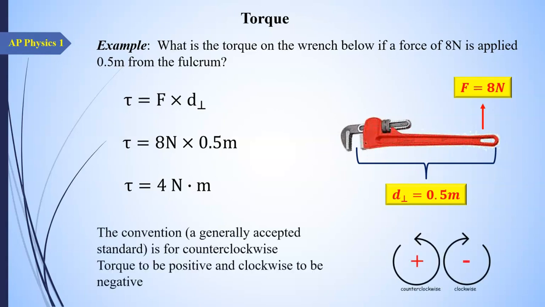The convention, which simply means a generally accepted standard, is for the counterclockwise torque to be positive and the clockwise torque to be negative. The same way we go around the unit circle when we deal with that.